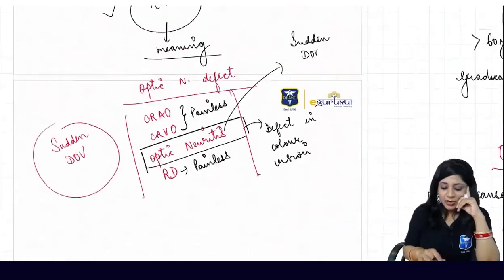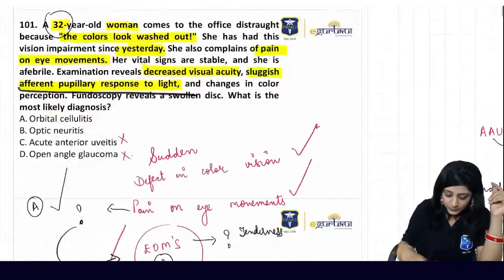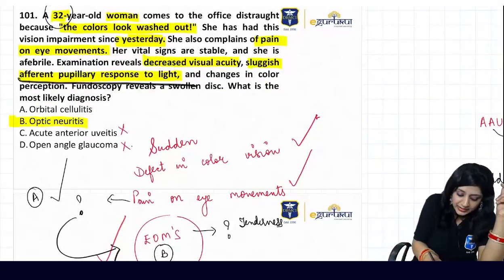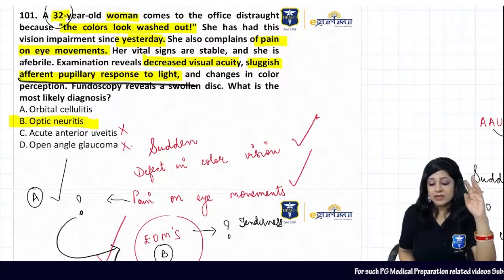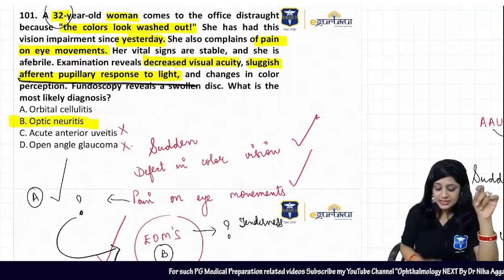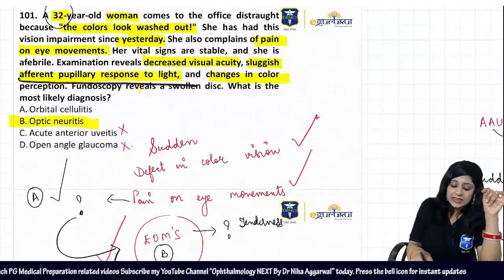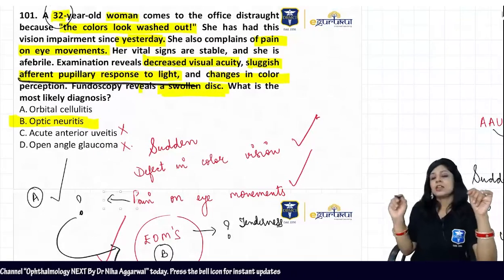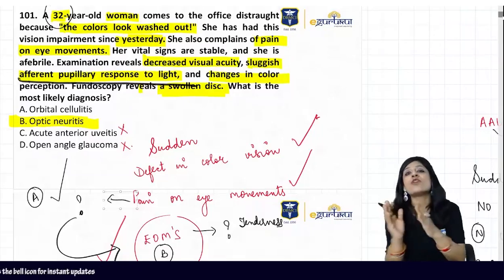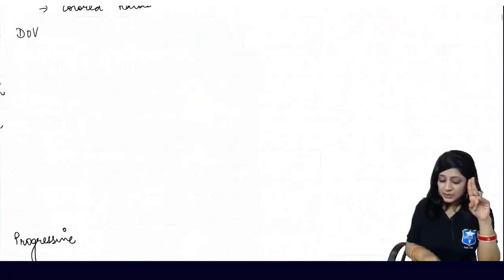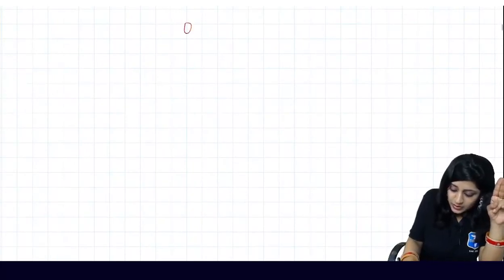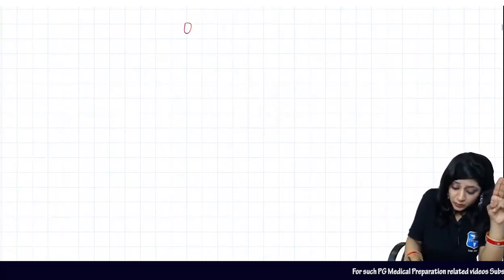So that means now you are remaining with the one option, and that will be your optic neuritis. In optic neuritis we will have a problem with the color vision, sudden diminution of vision, pain on ocular movements. We will have decreased visual acuity, RAPD present, and changes in the color perception. Then they are saying fundoscopy reveals a swollen disc. Now the two questions: what kind of optic neuritis it is? Number one. Number two, what are the muscles which are basically involved? These are the questions that will be asked from you.